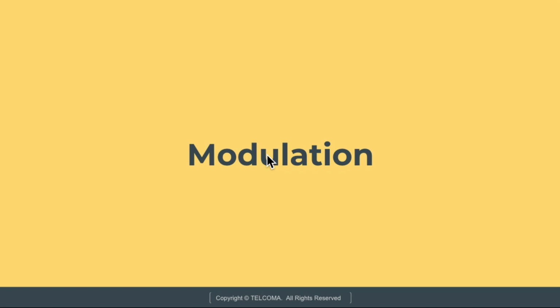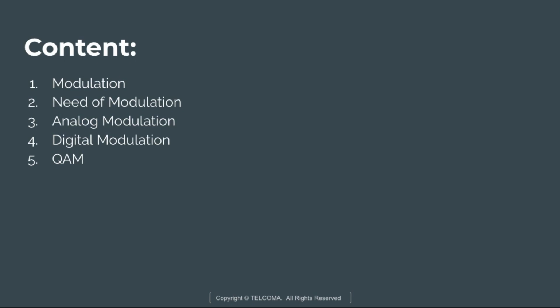Today we are going to discuss modulation. In this chapter we will discuss what modulation is, the need for modulation, then the types of modulation, that is analog modulation and digital modulation, and in the last we will discuss quadrature amplitude modulation. Starting with the very first, let's discuss what modulation is.